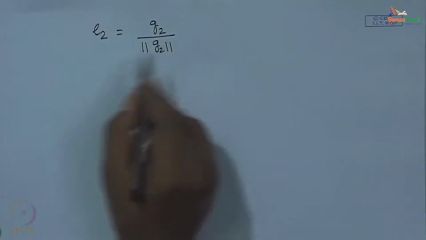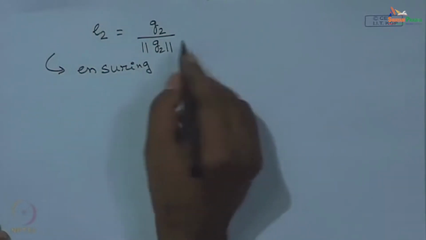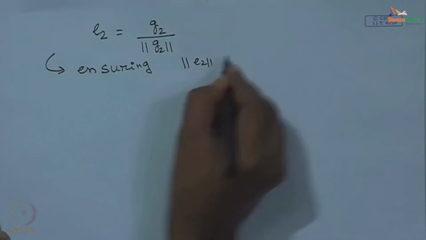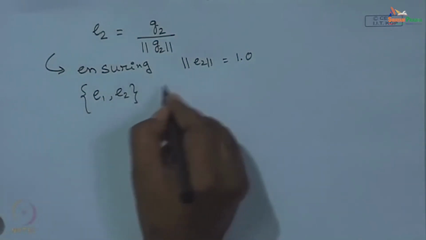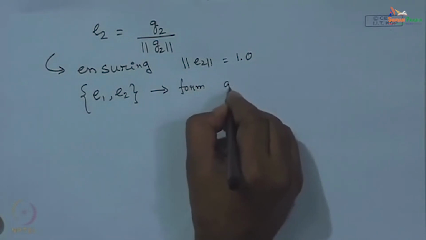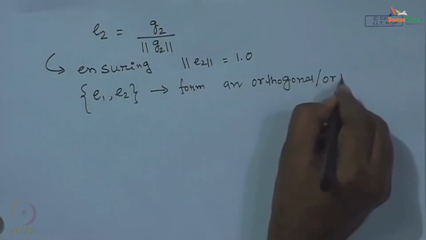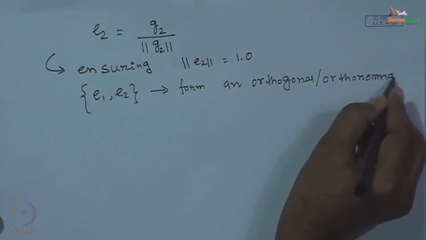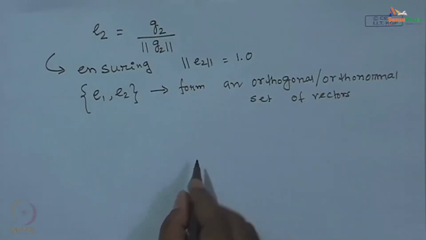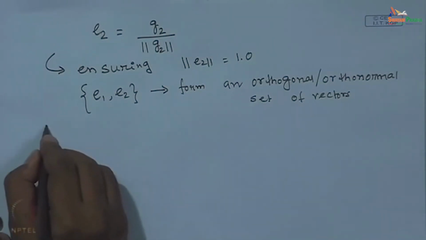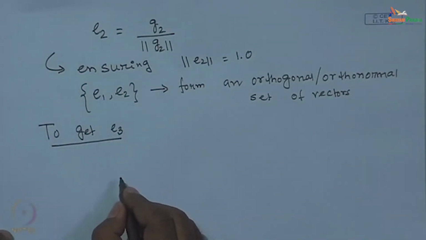So, this ensures that the norm of E2 is equal to 1. We are doing this to ensure norm of E2 is equal to 1. So, now E1 and E2 constitute an orthogonal and at the same time orthonormal set of vectors. So, we have already obtained two elements of our target set. Next one is to get E3. We would like to obtain the next element of the target set.